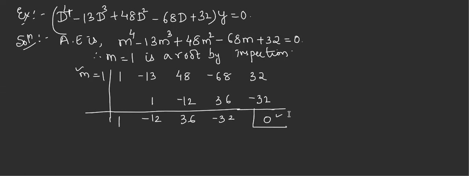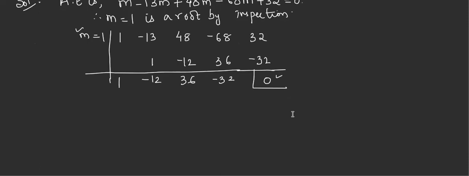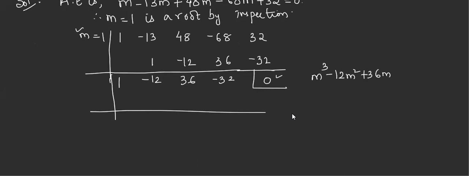Now let us find the cubic equation. You can write a cubic equation for your reference if you want. This is m cube minus 12 m square, where 12 is the m square coefficient. 36 is the coefficient of m, and 32 is the constant term. Again, just check which root satisfies.